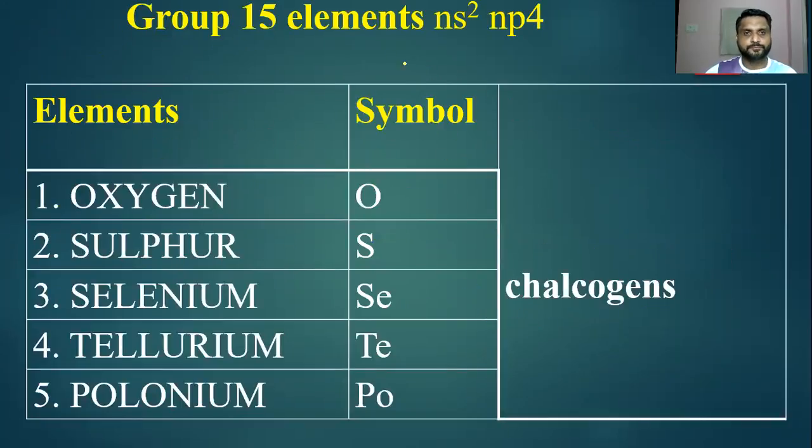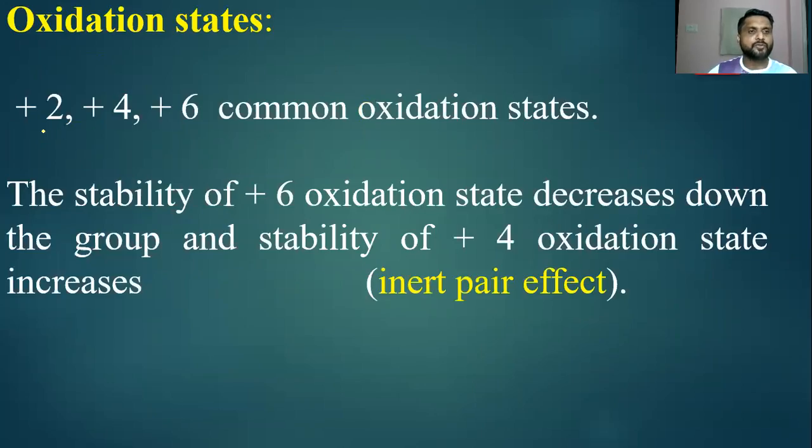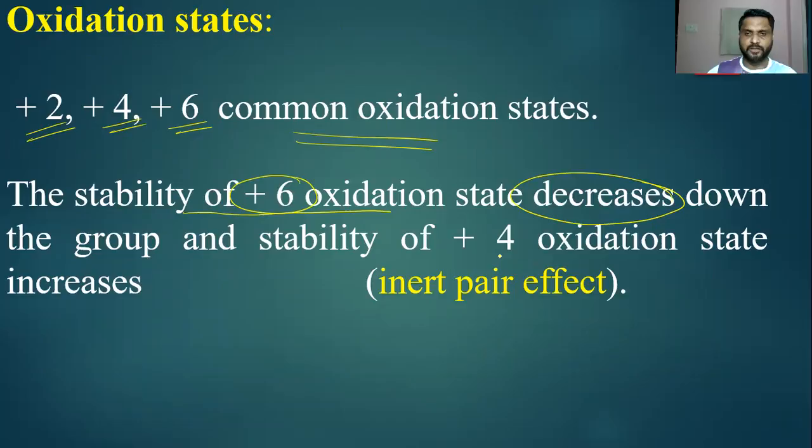Now we'll go for group number 16 elements. The configuration is ns2 np4. We have oxygen, sulfur, selenium, tellurium, and polonium. All these are called chalcogens. Common oxidation states are +2, +4, and +6. Now remember here, the stability of the maximum oxidation state decreases down the group and the stability of +4 increases. What is the reason? The same reason, the inert pair effect.